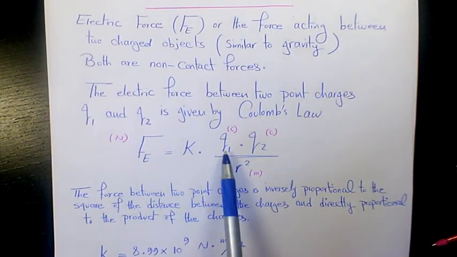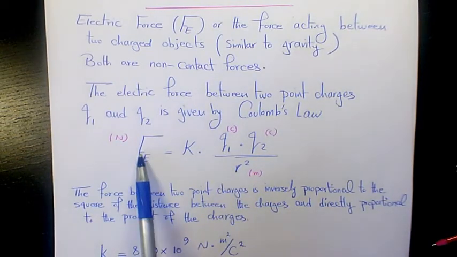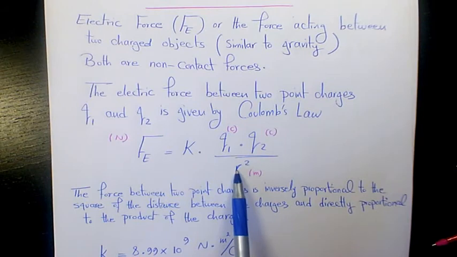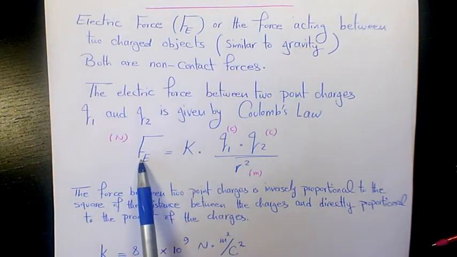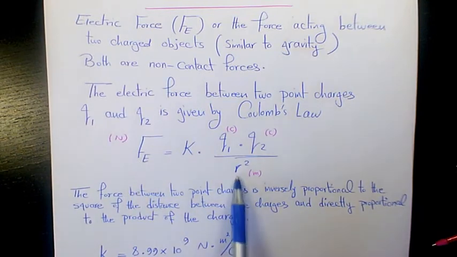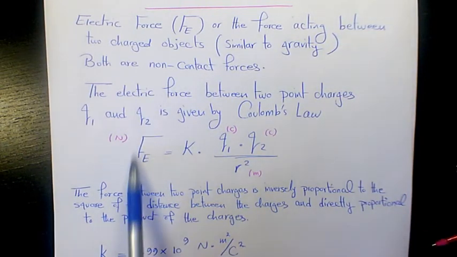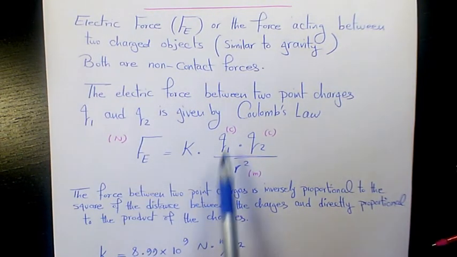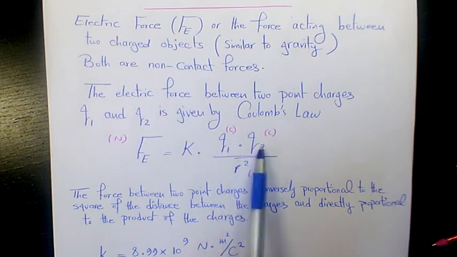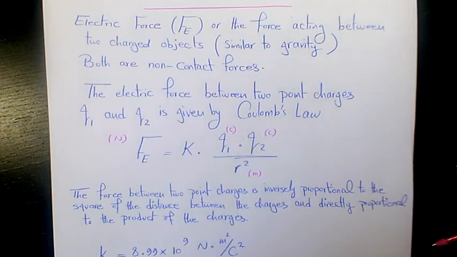As you see here, if a charge becomes double, force becomes double. If R becomes double, force is going to be divided by 4. It's going to be 1/4. Why? Because 2 to the power of 2 is going to be 4. So when R is increasing, when the distance between charges is increasing, force is decreasing. If the charge of any of them or both of these points are increasing, the force between these two charges increase as well.